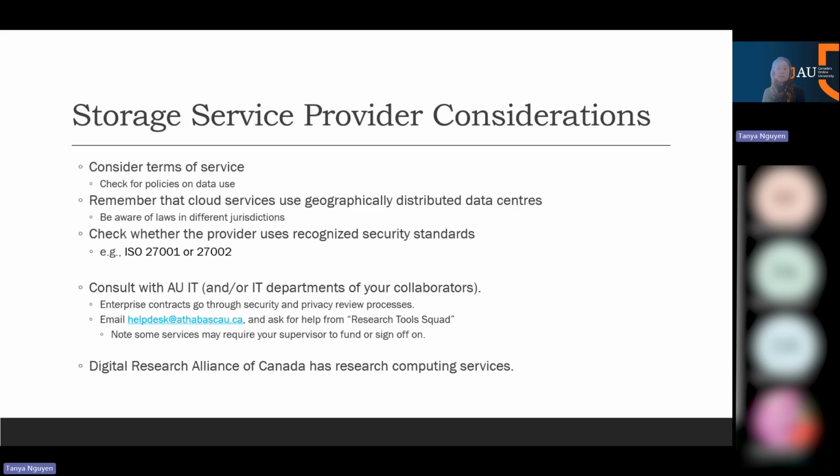And then some of the services that the research tool squad gets access to may also require your supervisor to fund or sign off on. So just something to be aware of and talk about as you plan.